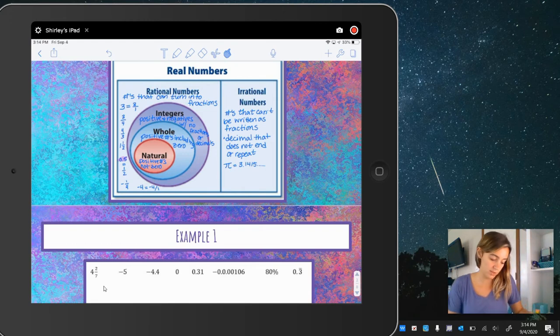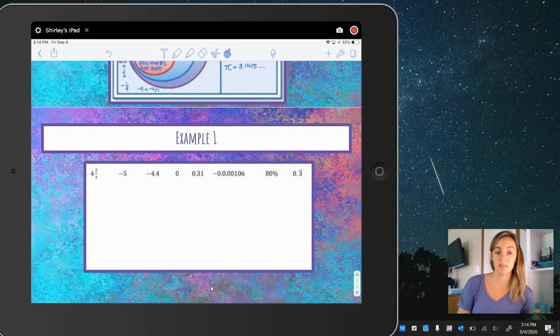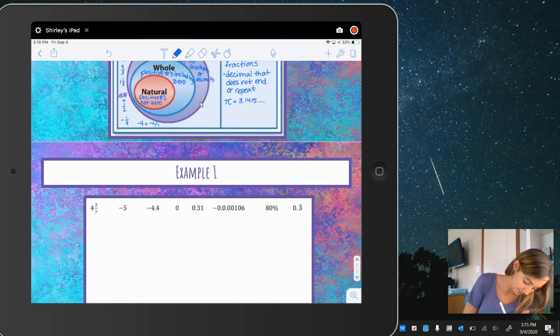Okay? So if we start, here I have a mixed number. Anytime I see something that's a fraction, that's going to tell me, well, it's a fraction. It already meets my condition of rational numbers because rational numbers can be written as fractions. So I'm going to start there. So I know it's rational.